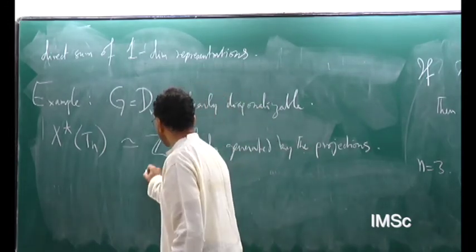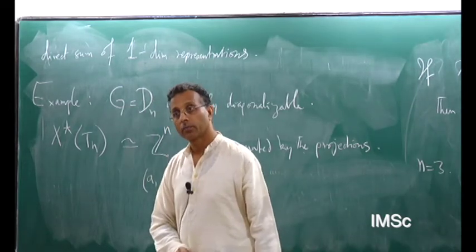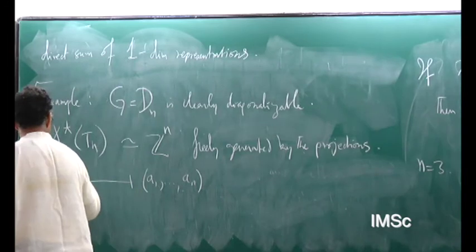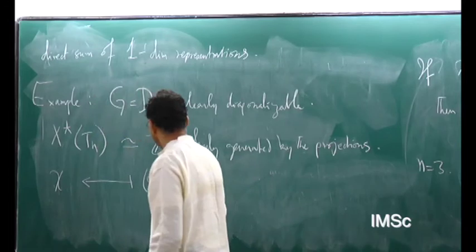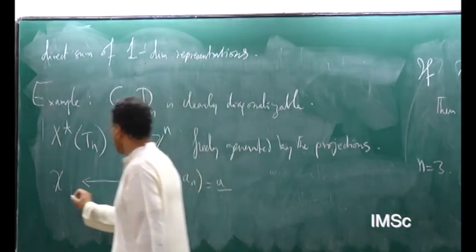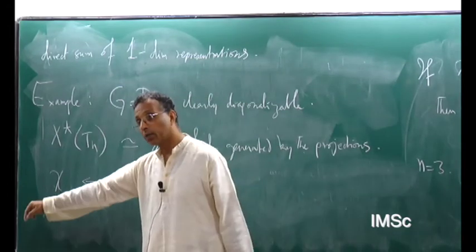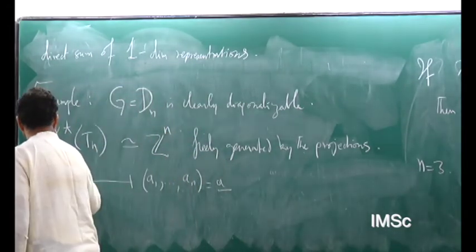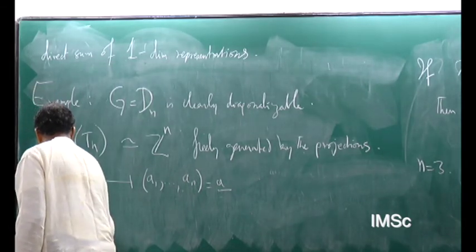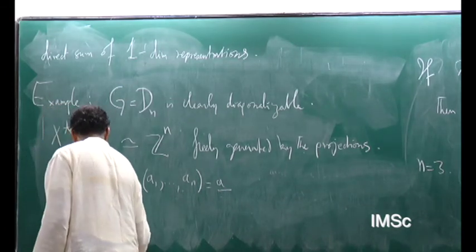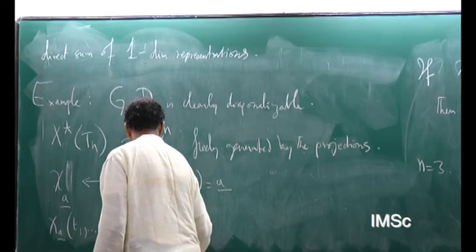At least let's give this map. If I give you some a1 through an, integers, what is the corresponding chi? Let's call this a. This corresponds to a character, is what I'm claiming. Now what does chi a do to an element T1 through Tn? It takes it to T1 to the a1, T2 to the a2, through Tn to the an.